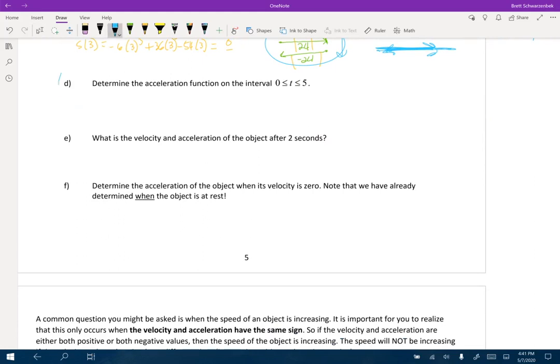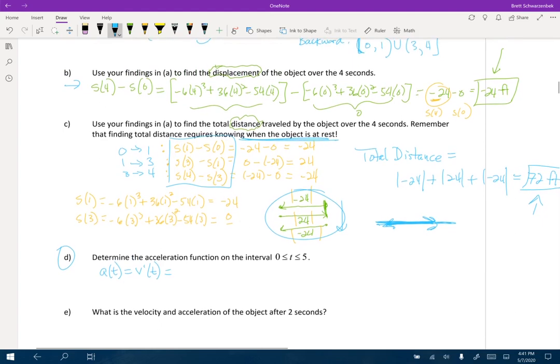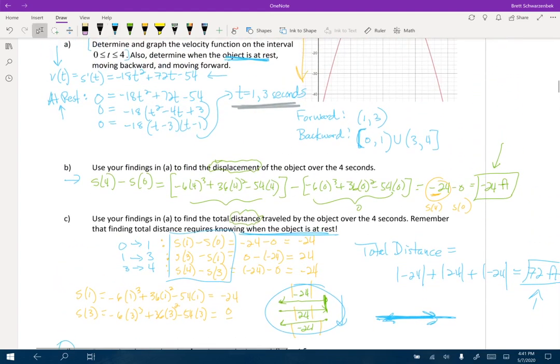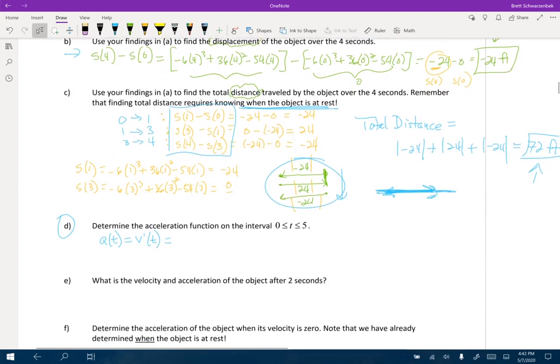It says determine the acceleration function on the interval 0 to 5. Okay, so what did you learn? You learned that acceleration is equal to the derivative of velocity. So how do we find the derivative of velocity? Well, we find our velocity equation, which is back here. So how do we do that? We need to take the derivative of that function. So let me write it out.